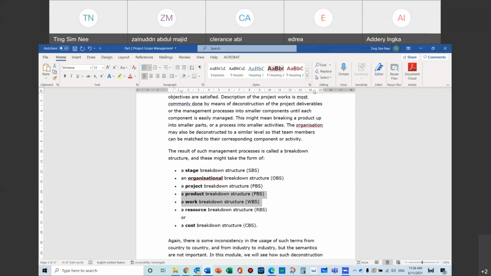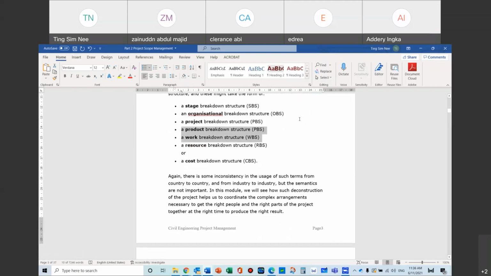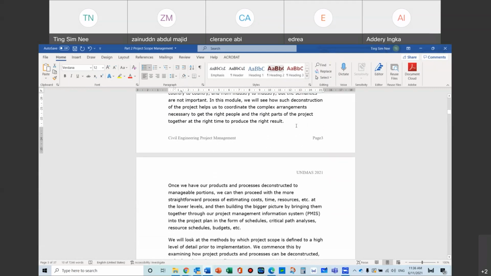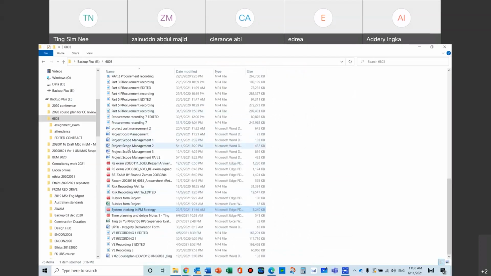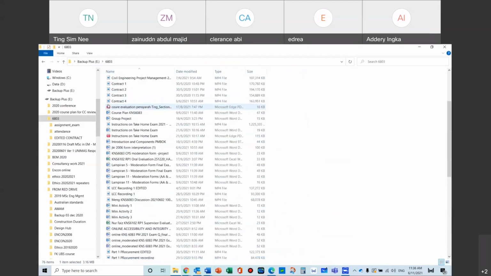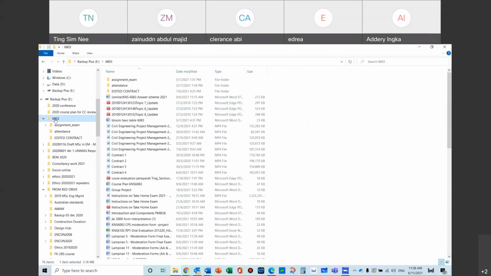So these are the parts that you are going to do your work breakdown. And work breakdown is very mathematical. So I can show you some examples of what a work breakdown looks like, say, in my course here. Let me have a look.